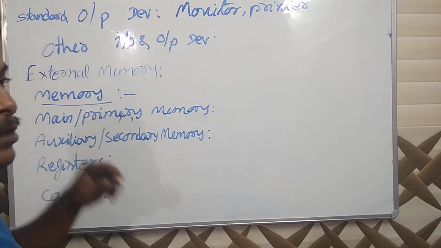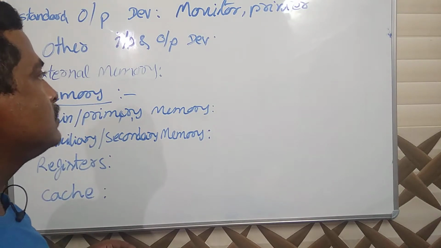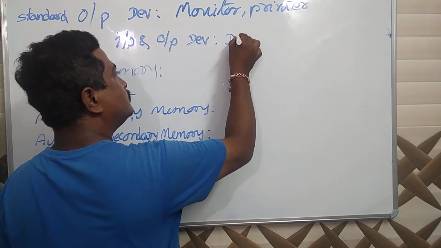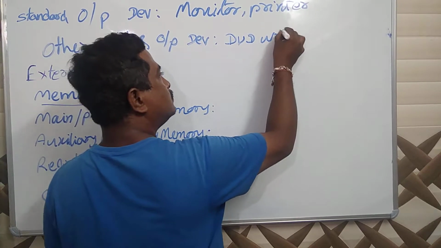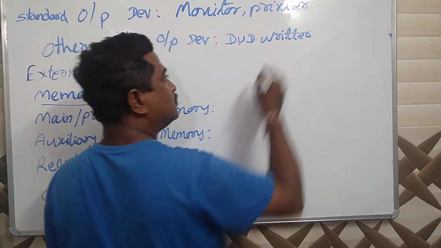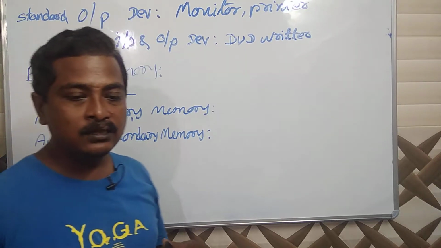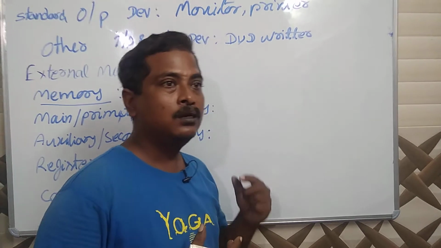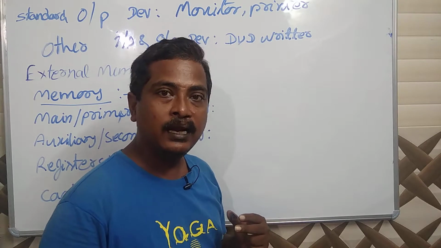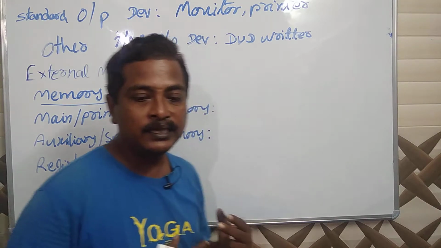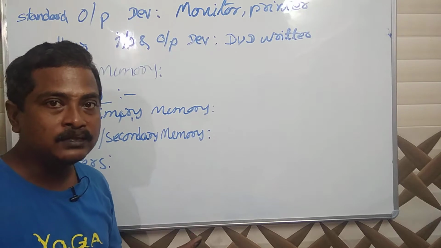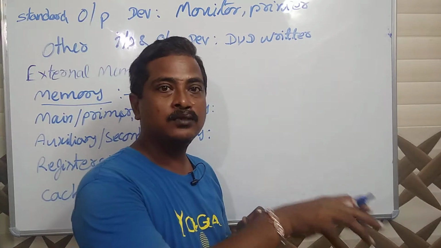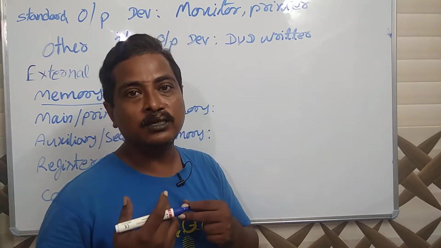Now, what are the other input devices? Among other input devices, you may tell DVD writer. It is another input device. DVD writer is considered both an input and output device. Why? Because through a DVD writer we can both read and write. That's why it is called both input device and output device. When you are writing something, it is an output device. When you are reading from it, it is an input device.